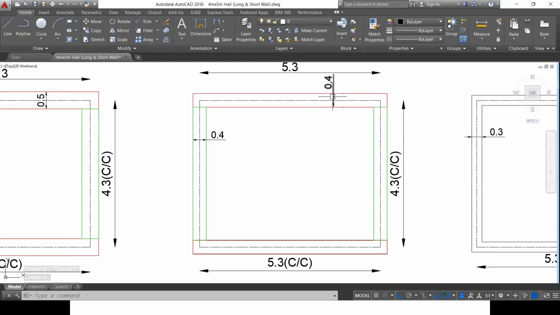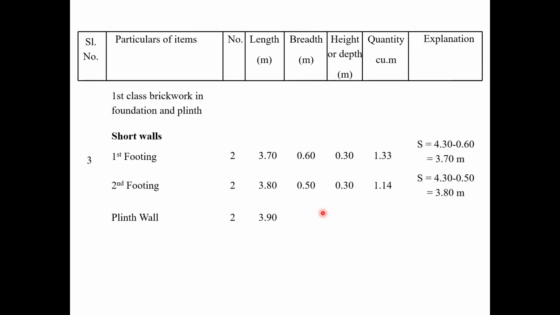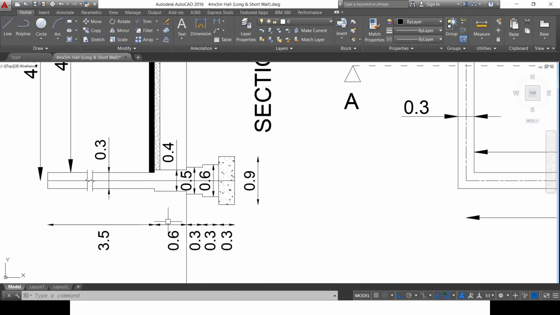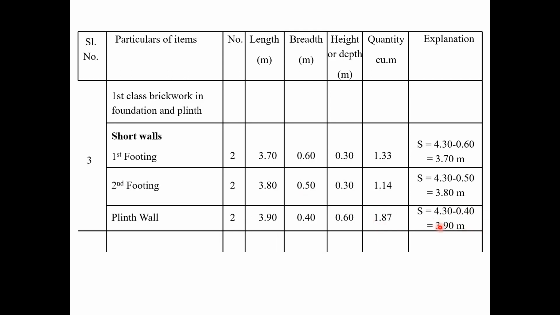And width of the plinth is 0.4 meter, which is shown here in the section CD, which is 0.4. And depth is 0.6 meter. 0.6 meter is the depth or height of plinth, and the total quantity is arrived by considering the product of these things, and in the calculations we can show how did we arrive at this value of length of plinth. So you can observe it kept on increasing, and 3.7, 3.8, 3.9 is the total length which we've got, which is shown in the explanation here.